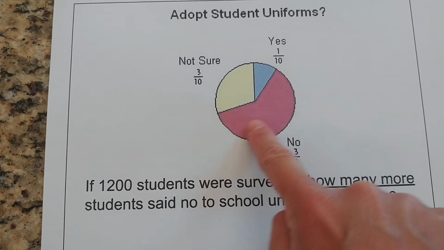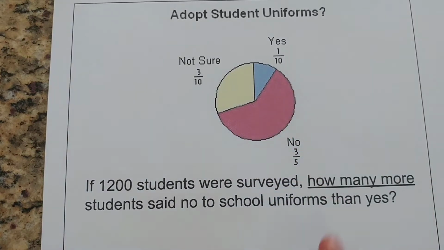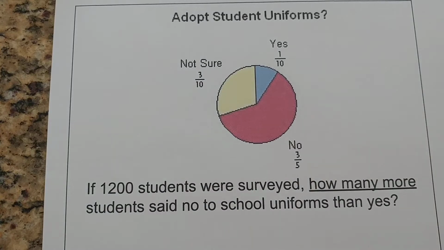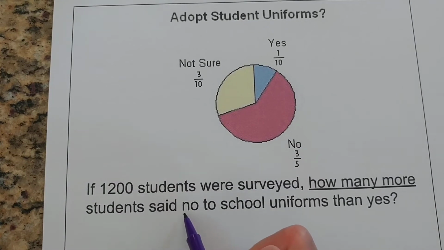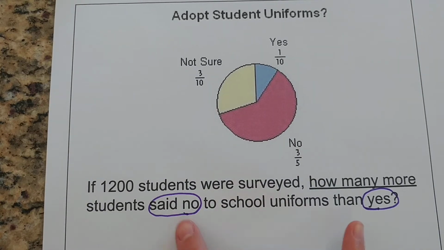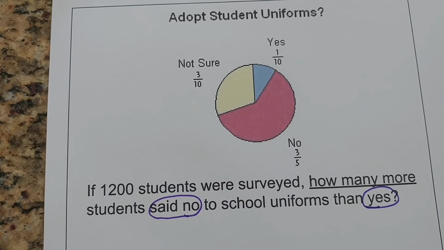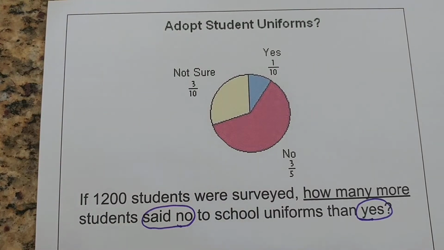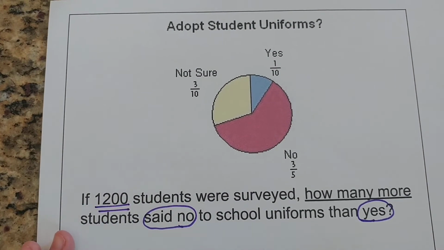We can see that a lot more of them said no, but how many more is what we're trying to find. So we really have two things to figure out. We need to figure out how many students said no, and then how many students said yes. Then we can figure out the difference between these two. How many more said the no than the yes? Okay, so we know that the total is 1,200 students.